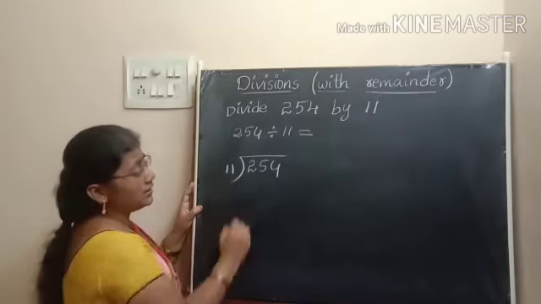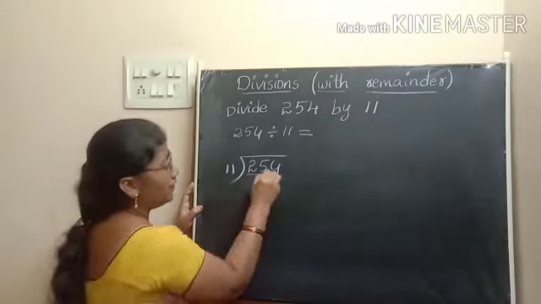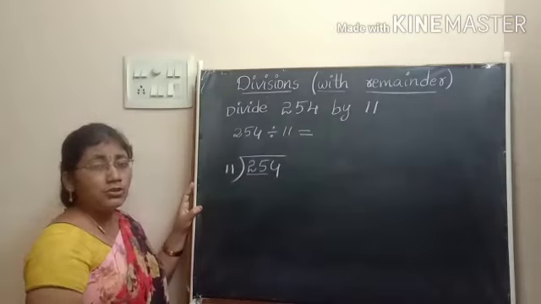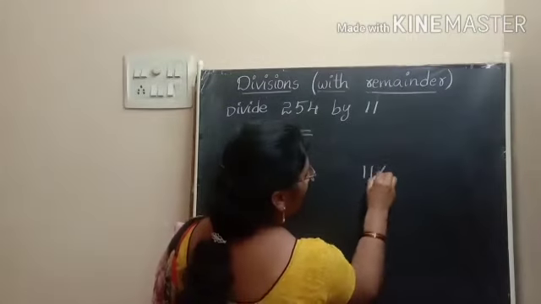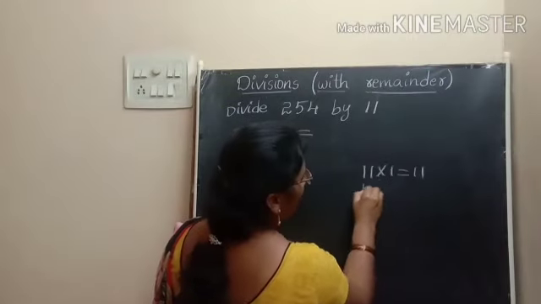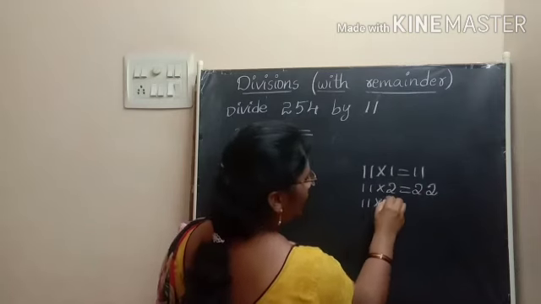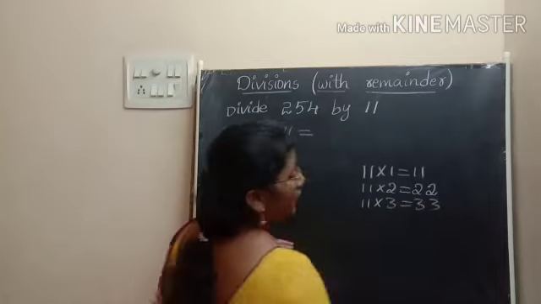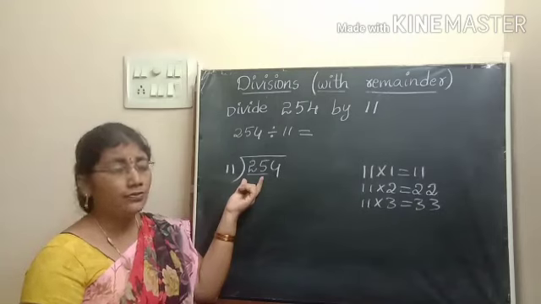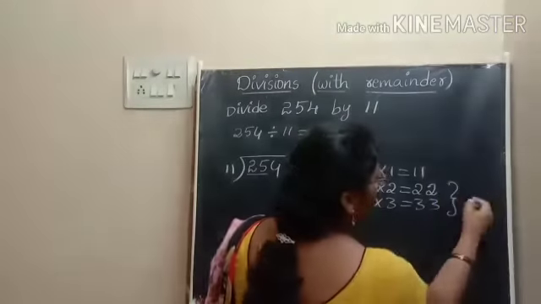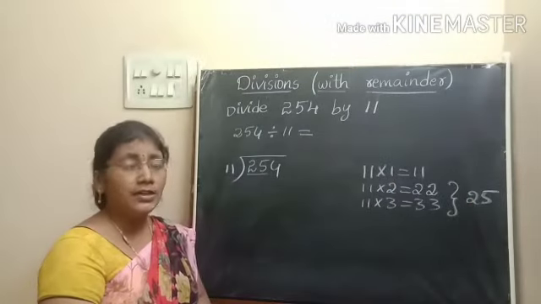Here, taking the first two digits, we have 25. Up to 25, we have to take the 11 table. 11 ones are 11, 11 twos are 22, 11 threes are 33. But we need only 25. It is in between 22 and 33.